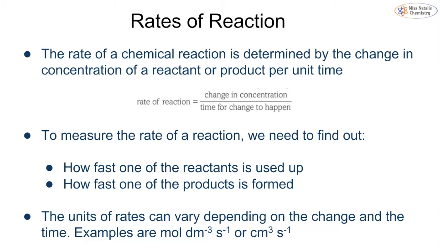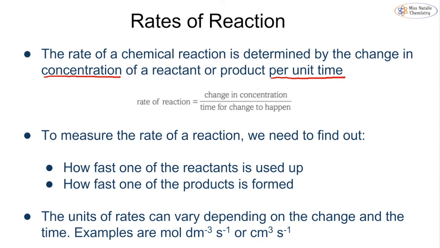The rate of a chemical reaction is determined by the change in a concentration of a reactant or a product per unit time. And it's very important with those last three words, the per unit time. A rate of reaction basically tells us how fast one of the reactants is used up and how fast one of the products is formed. And they are always to do with a change and a time. So an example of a unit could be moles per decimeter cubed per second, or centimeters cubed per second. And that's just about potentially what the concentration is changing each second, or how much gas is being produced each second.